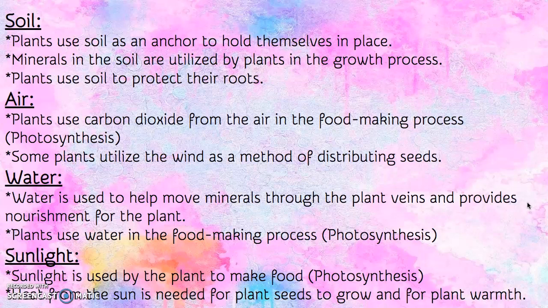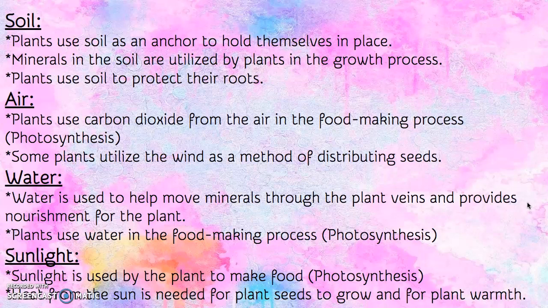Some plants utilize the wind as a method of distributing seeds. So when a full-grown plant has little flowers that have seeds in the middle, when it's windy outside, it'll distribute those seeds to other places and then other flowers can grow.